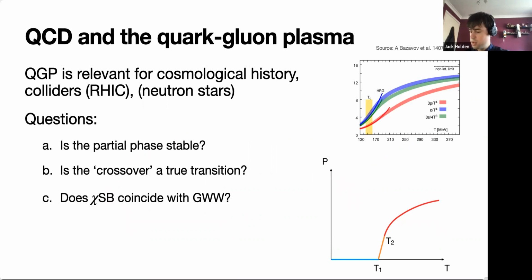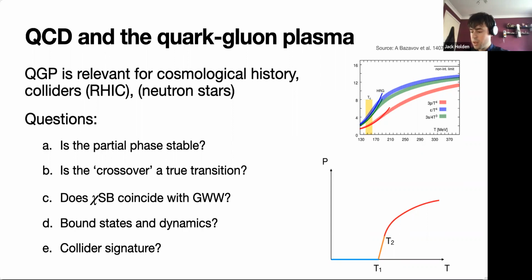So these are some open questions which remain unanswered, but which would be interesting to answer. Whether in QCD in the quark gluon plasma, is the partial phase stable? Is the crossover a true transition? And does chiral symmetry breaking coincide with the Gross-Witten-Wadia point? And there are also these dynamic questions about what the bound state and dynamics look like in QCD, and what the collider signature for the partial phase might be.